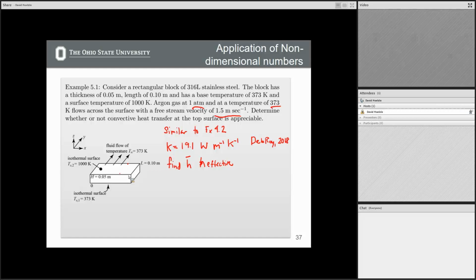To start this, though, we need the Reynolds number. We need to understand, is the fluid flow laminar, or turbulent, or transitional? As a reminder from previous lectures, the Reynolds number for flow over a plate is the density times the free stream velocity times the length of the plate, over the viscosity.